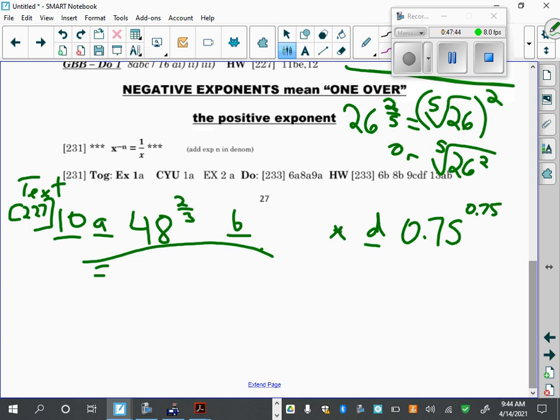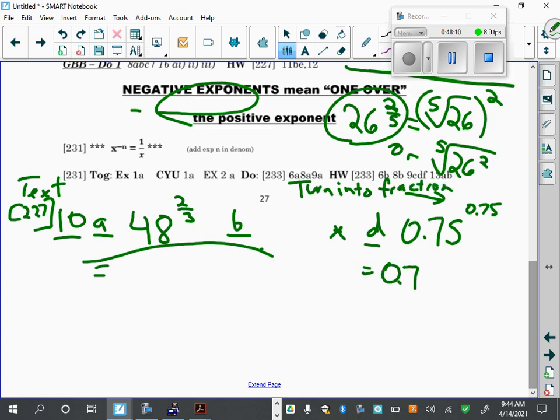Anytime you have a decimal exponent, notice our heading is not decimal exponents, it's rational exponents. There's no heading decimal exponents. So when you have a decimal exponent, you turn it into a fraction. Write that down, turn into fraction, and then you can do what we did over here. Hopefully you know decimal 7/5 is the same thing as 3/4. If you don't know that, punch it in your calculator.